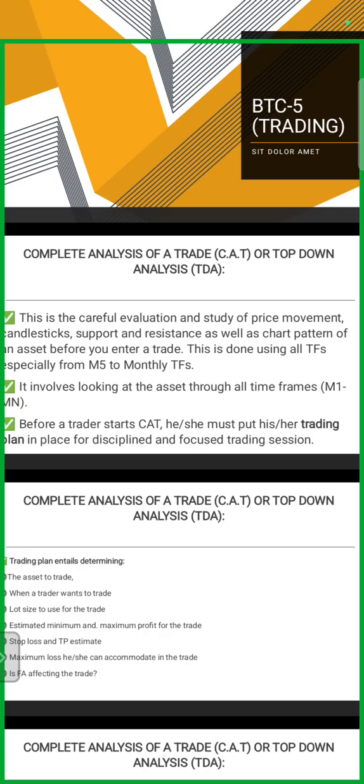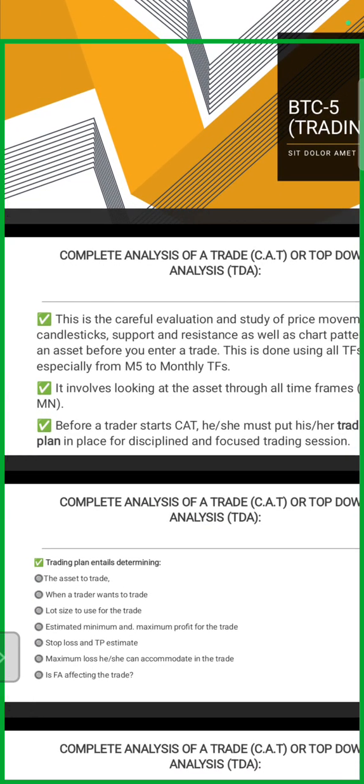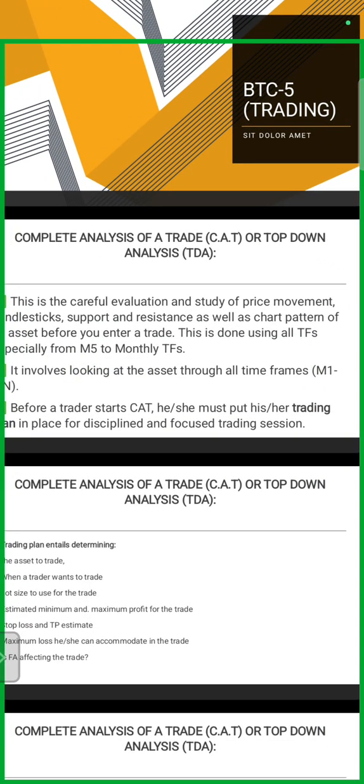And this is done using all time frames, especially from M5, or what you can call the lowest time frame, M5, M1 to monthly time frames. So it involves looking at the asset through all time frames, M1 to monthly time frame.